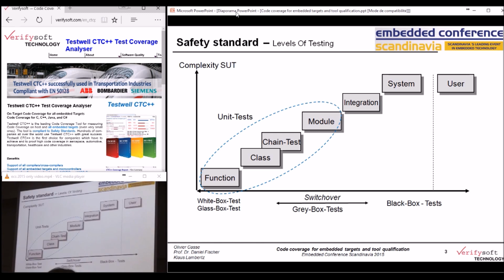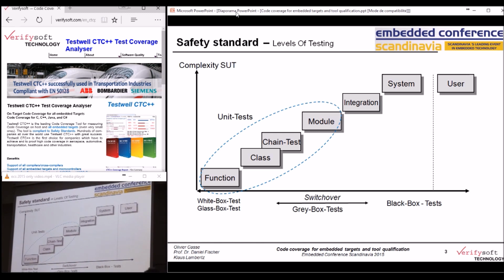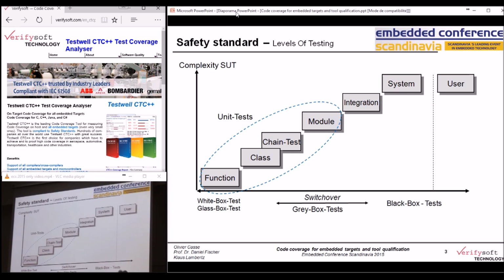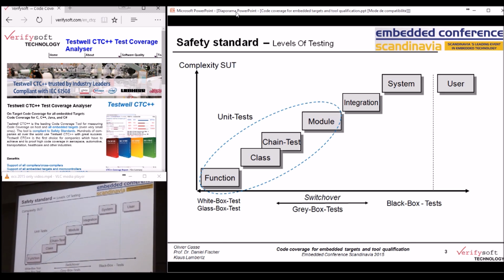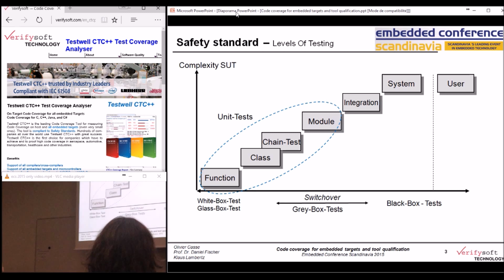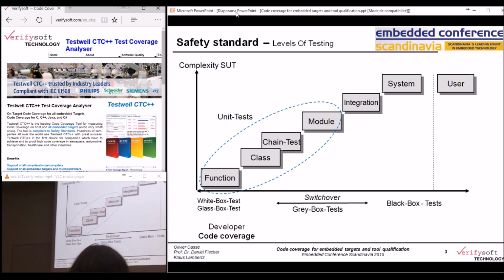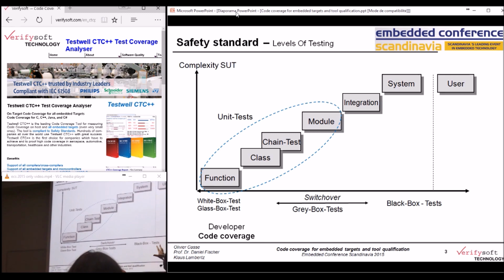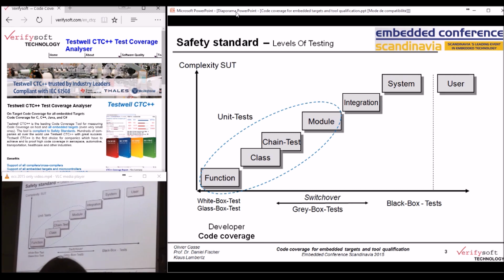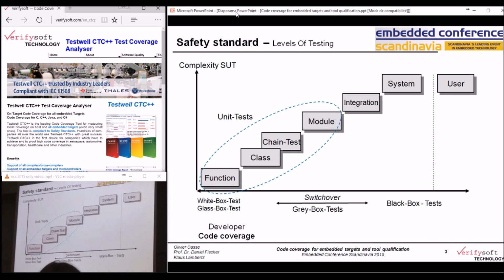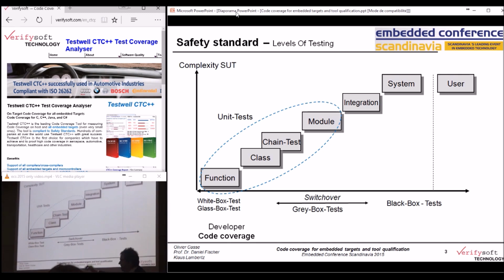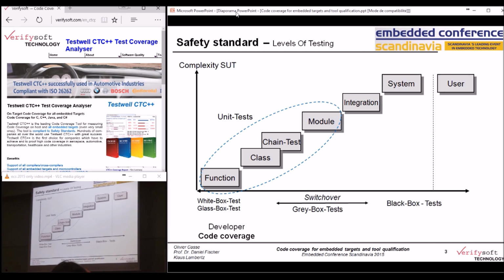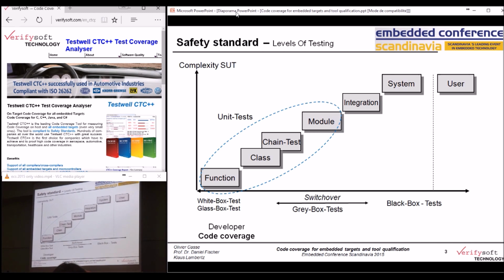So just to introduce safety standards and a bit of vocabulary, we talk about this picture, which is more or less a V-cycle, a flat V-cycle. From the left part, you can achieve some testing at the function level, then at the class or chain test level, then at the module level or unit testing level, then go through integration and system. And on the left part, we talk about the system requirement level.